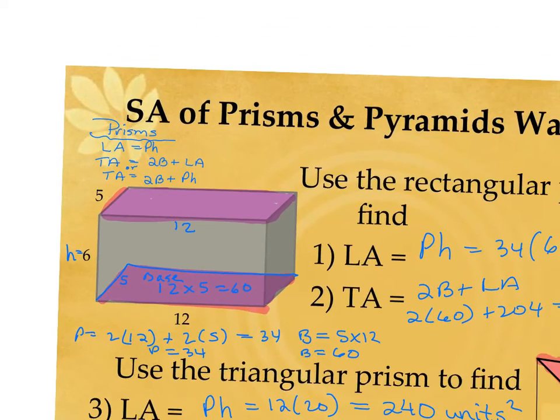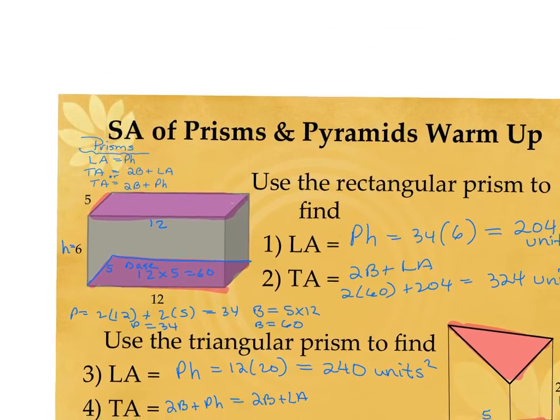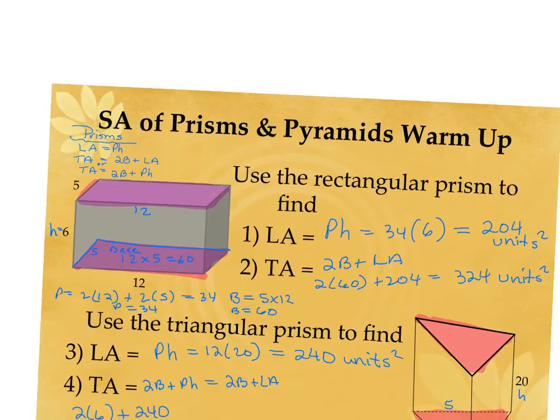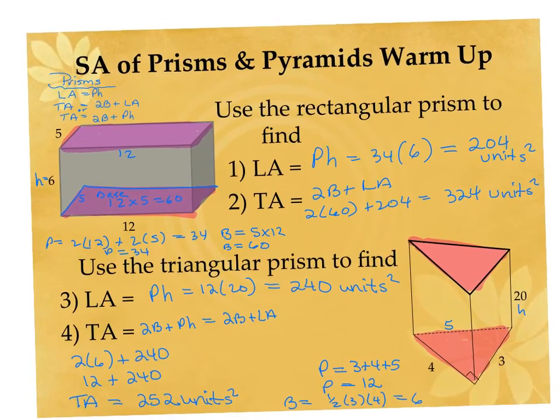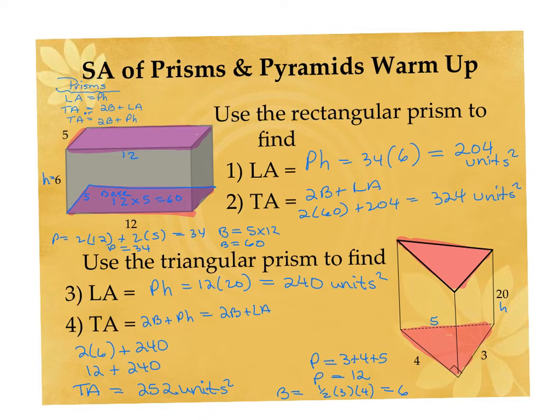So let's go ahead and take a look. Now, when it's a rectangular prism, you can choose what is the base. Just to keep things a little simplified, I'm going to indicate my base area as the top and the bottom. So my base area is a rectangle. I'm going to do 5 times 12, which is 60.